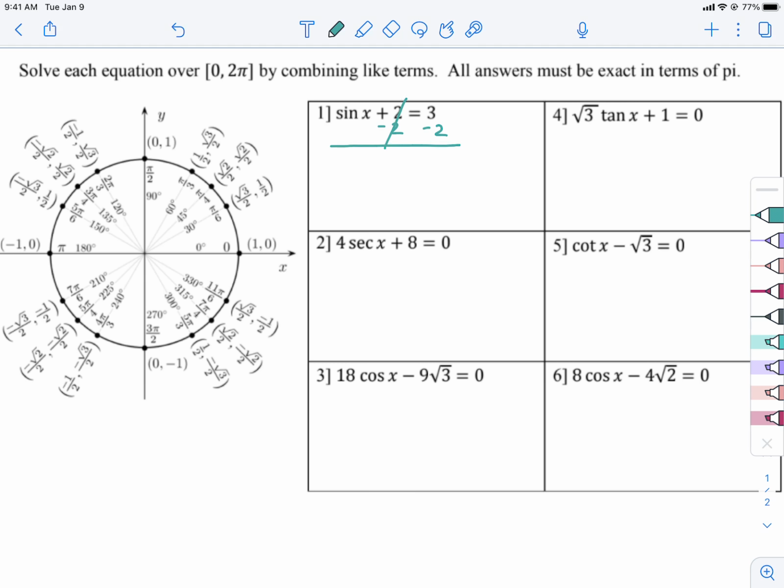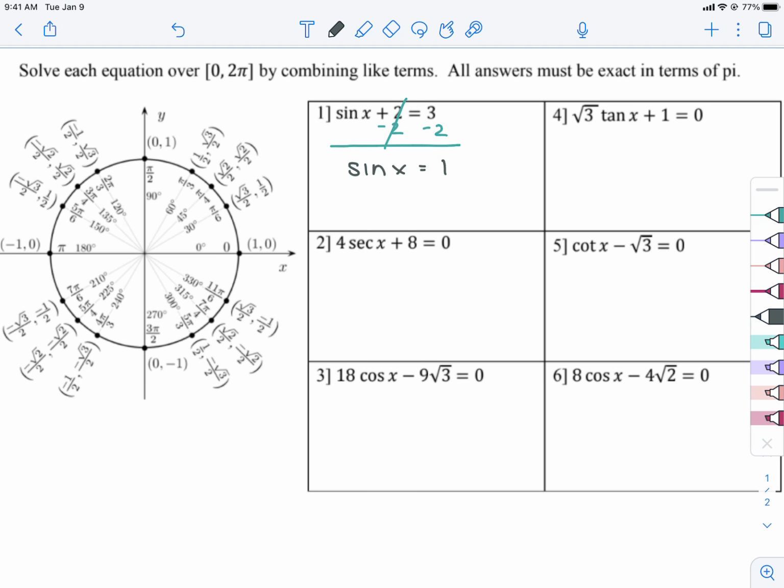So when I subtract 2, they cancel, and I'm left with sine of x equals +1, right? 3 minus 2 is +1. So at this point, I only have sine of x on the left side of the equal sign. So now I want to use my unit circle to figure out when sine is 1.